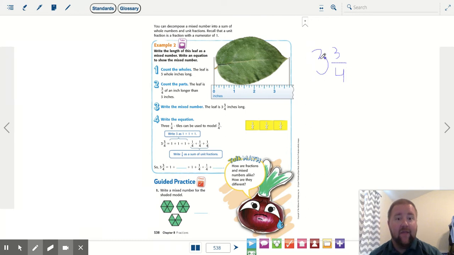Again, 3 and 3/4 falls between the whole number 3 and the next whole number 4, because we have more than 3, but we don't have 4 just yet.